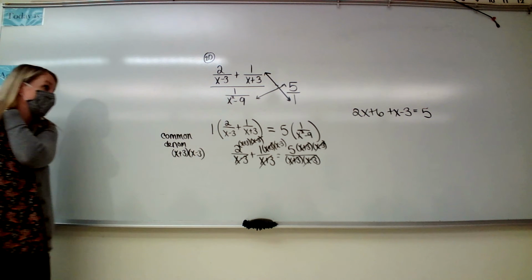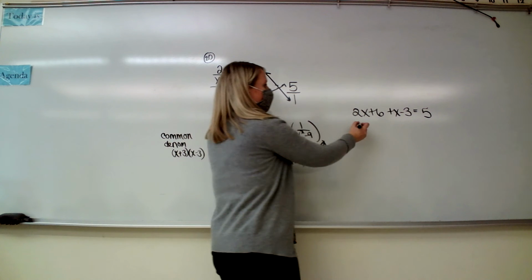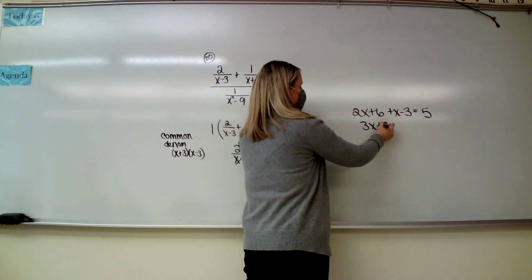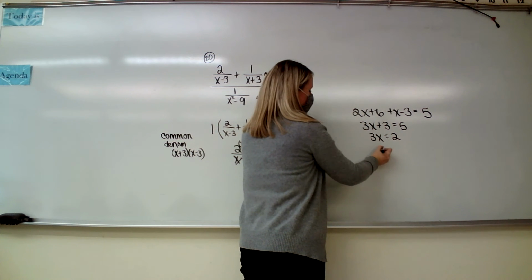So actually now this equation isn't all that bad. We're just going to do some quick solving. 3x plus 3 equals 5. So 3x is going to equal 2. So x is going to equal 2/3.